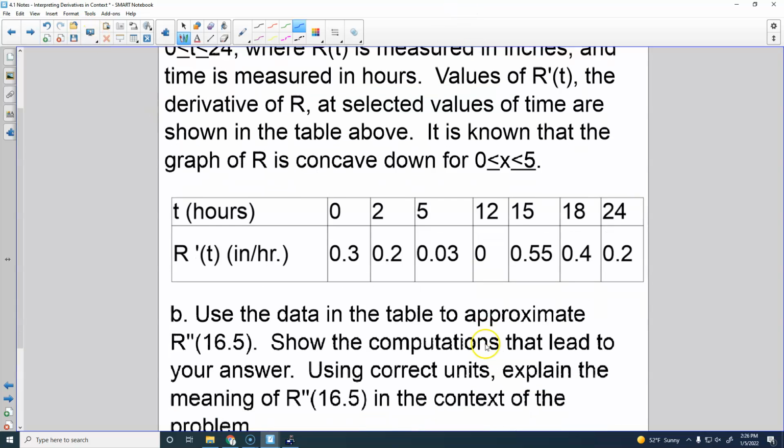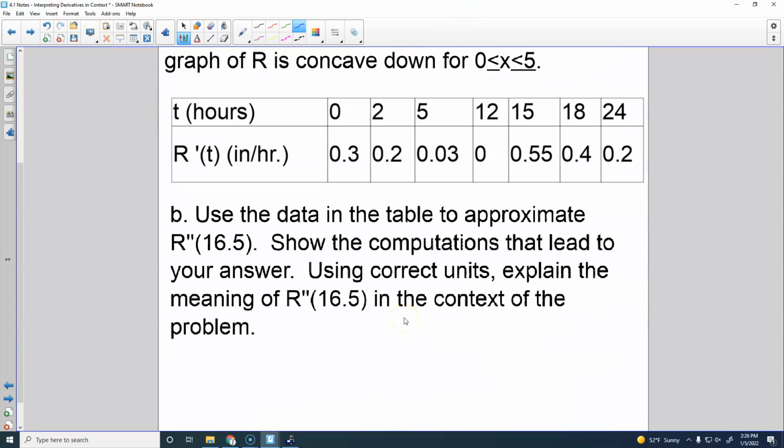All right, so that's the same information as the top part. Use the data in the table to approximate R double prime of 16.5. Show the computations that lead to your answer using correct units. Explain the meaning of R double prime of 16.5 in context of the problem. So, we're given R prime in our table. If we're trying to find R double prime, that would be the slope of R prime. We only have points here, so we can only estimate. How could we estimate R double prime of 16.5?